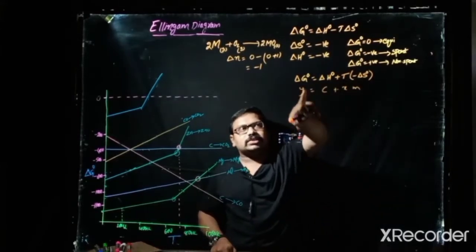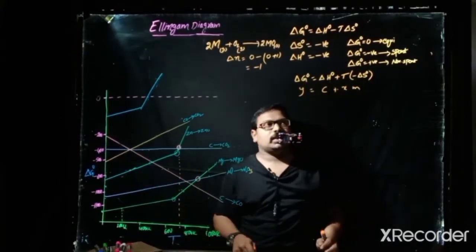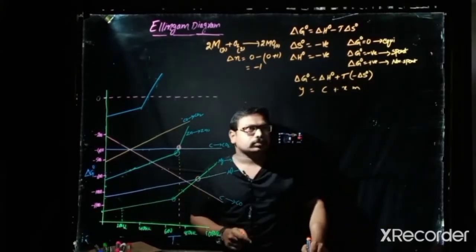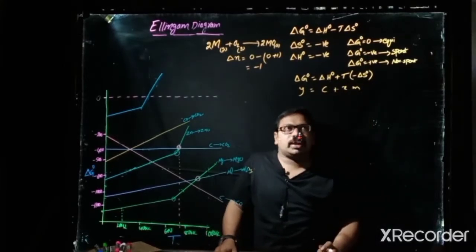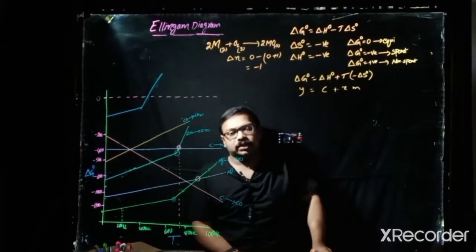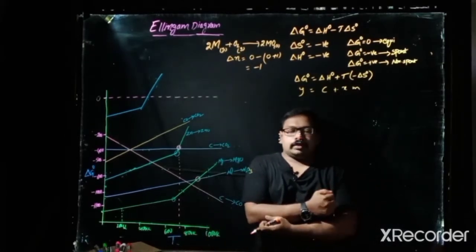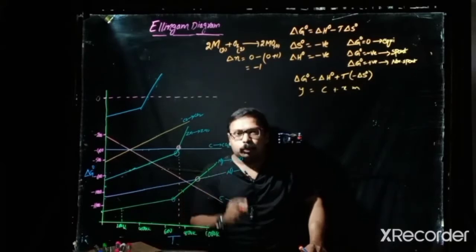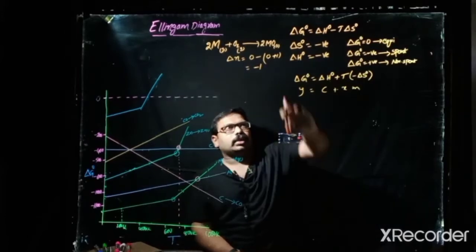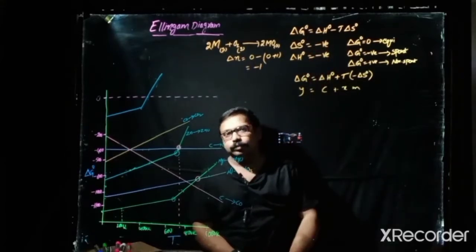So on the y-axis we are writing the standard Gibbs free energy, and on the x-axis we are taking the temperature value. So here the slope indicates the change in entropy value, and the intercept indicates the change in enthalpy value. Okay, if you observe, most of the slopes we are getting are positive, but we said that the change in entropy value will be negative.